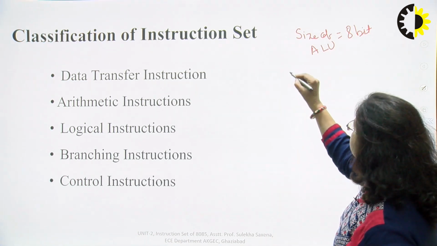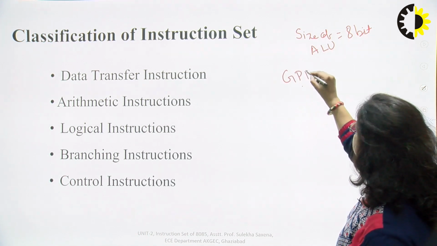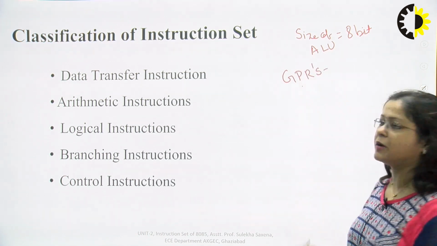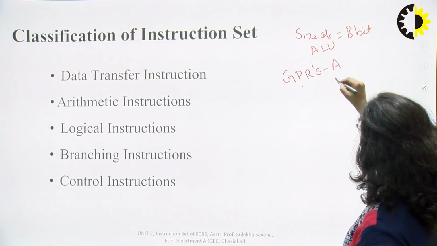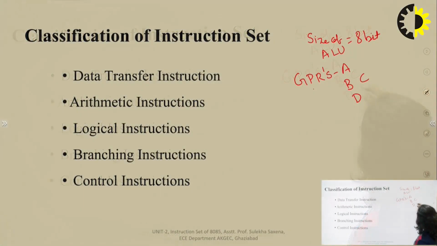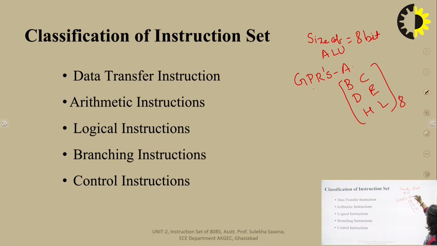There are basically 6 general purpose registers of 8-bit which are actually used for programming, called accumulator, B, C, D, E and HL. These are general purpose registers of 8-bit, whereas the accumulator is a special 8-bit register which is used to store the result as well as give the input to the 8085 microprocessor.